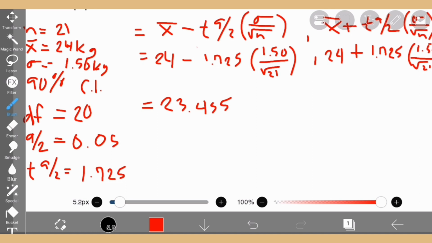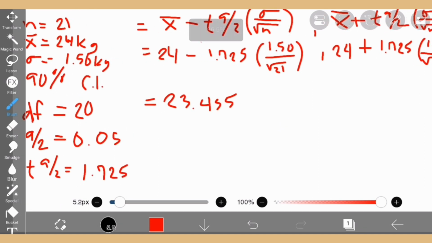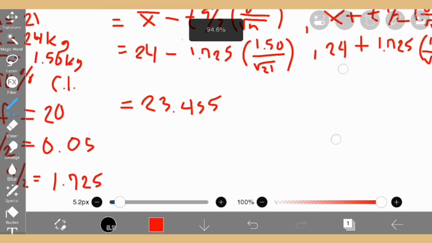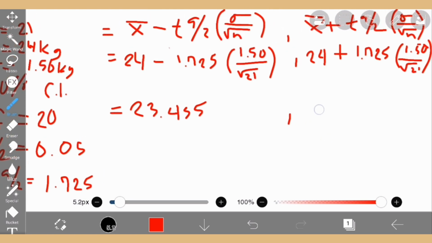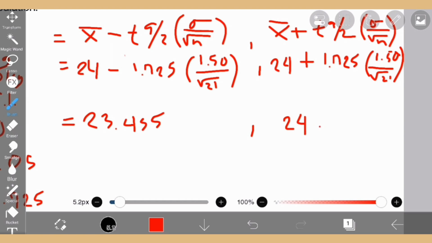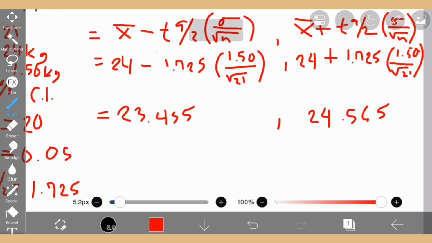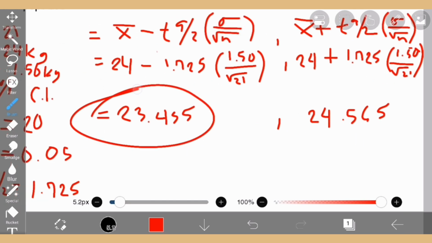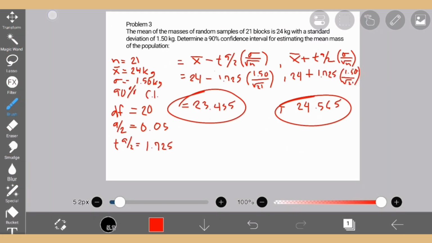23.435. We're going to round down to the nearest thousandth place, and then this is going to be 24.565. So this will be our answer. This will be our lowest confidence interval, and this will be our highest confidence interval. That's how problem 3 should go.